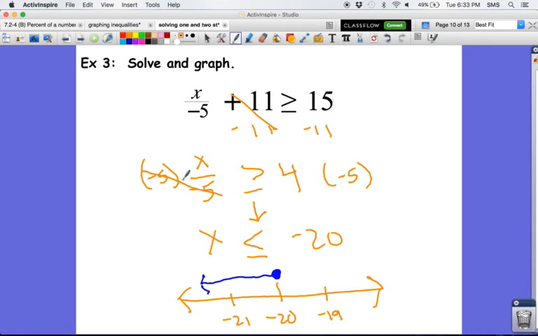And that's it. So the big thing is you solve two-step inequalities the exact same way you solve equations. And remember, if you ever multiply or divide by a negative, to flip the direction of your sign.